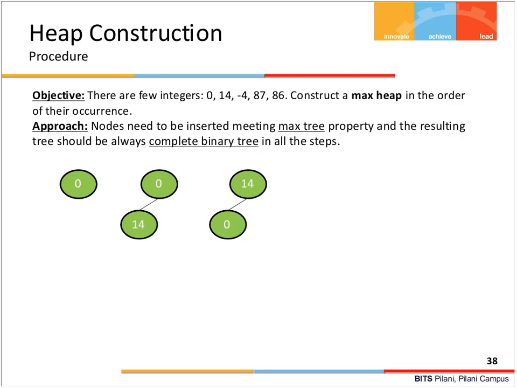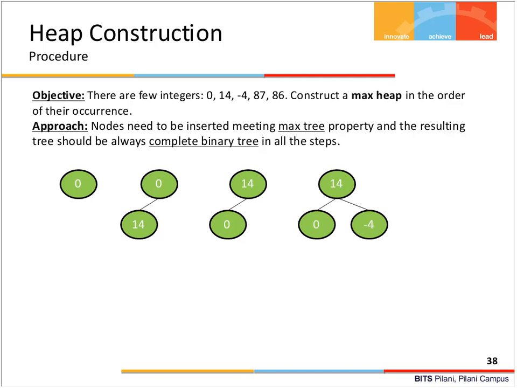Where shall I keep -4? Right, some of you answered it correctly. One discipline I need to follow is that I cannot afford to insert a node in such a way that the resulting tree is not complete. So -4, I need to put as the right child of 14. If you see, the tree is complete, the property is still maintained, and this is a max tree also. It is complete and a max tree, so it is a max heap.